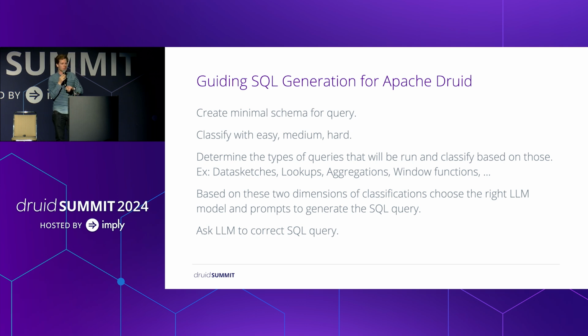So for Druid, I had to create a minimal schema for the query. We pass it every single schema that Druid has about the data sources. Classify it with easy, medium, hard. Then determine the types of queries that will be run and classify based on those, like data sketches, lookups, aggregations, window functions, so we can ensure that we give the LLM the best, most relevant prompt to generate the correct SQL. And based on those two dimensions of classification, we choose the right LLM model. So say it's easy and it's just a general select, we can pass it to a very cheap and quick LLM model to generate the SQL instead of a larger, smarter model. And then at the end, we ask the LLM to judge and self-correct the query itself.